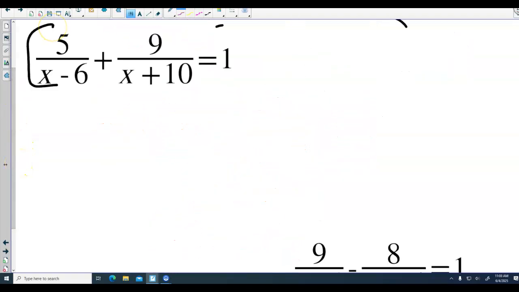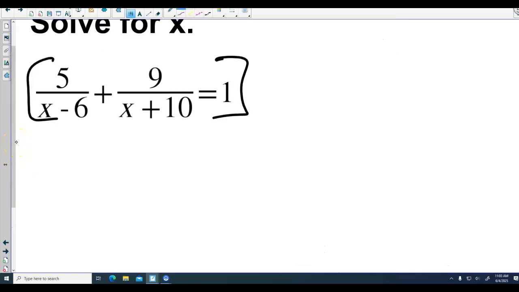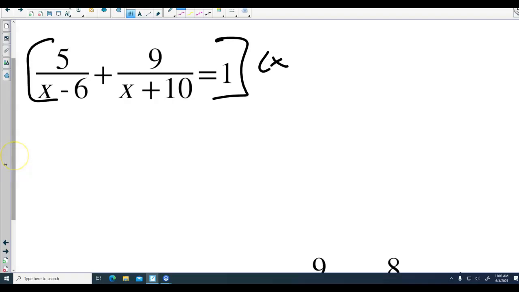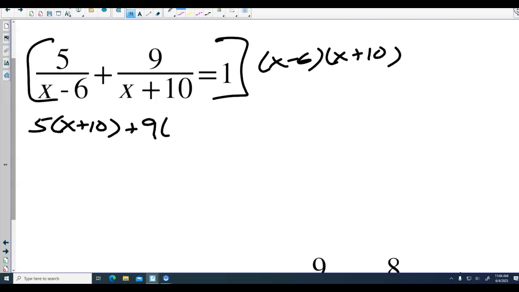Okay, so our common denominator is going to be x minus 6, x plus 10. So the x minus 6 cancels on the first one, and we're at 5 times x plus 10. The x plus 10 cancels on the second one, and we're at 9 times x minus 6. And that equals, I don't need to write the 1 again, just x minus 6, x plus 10.